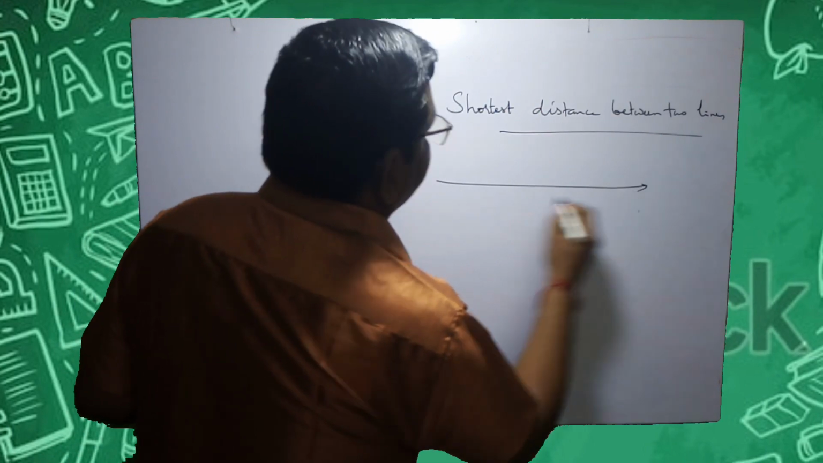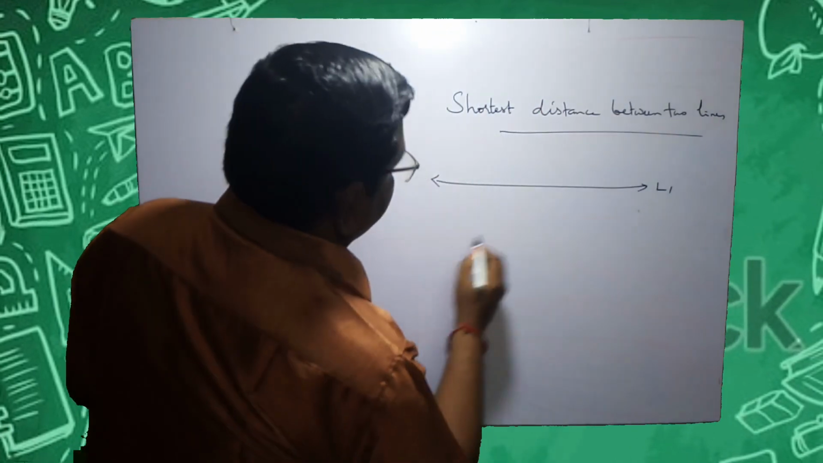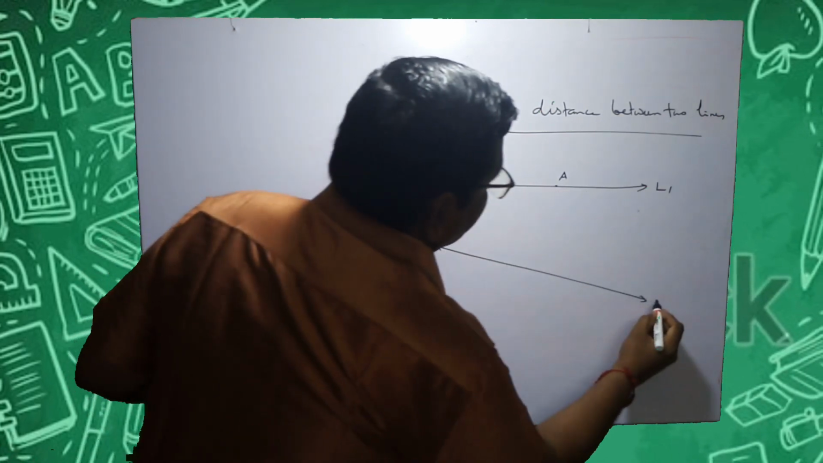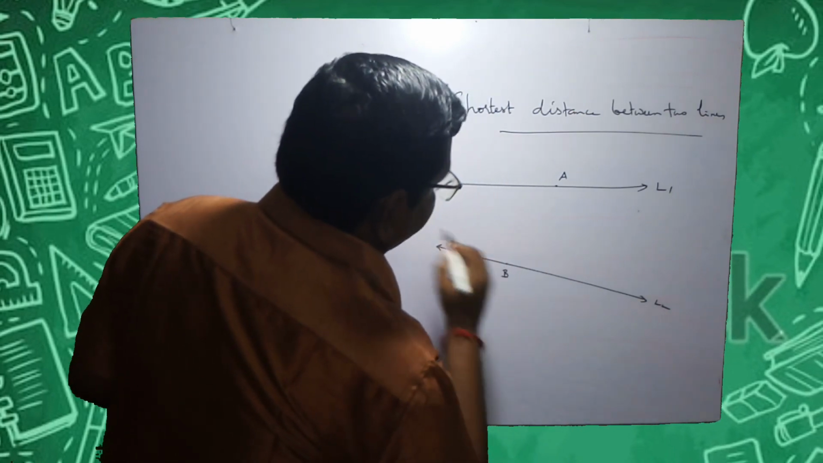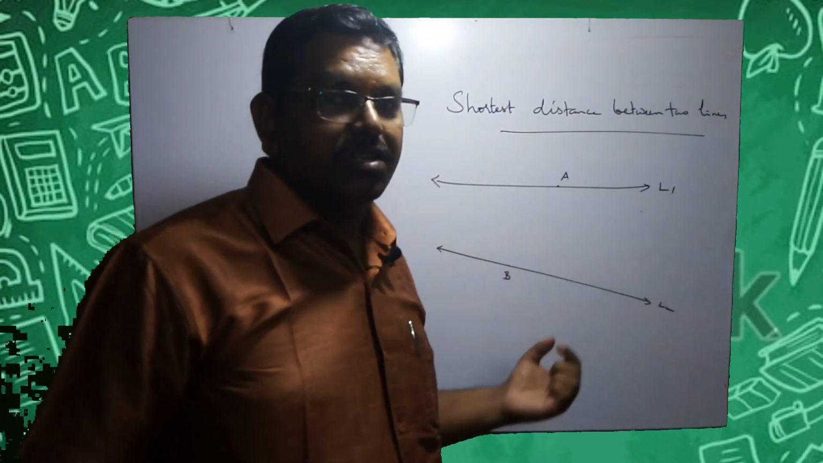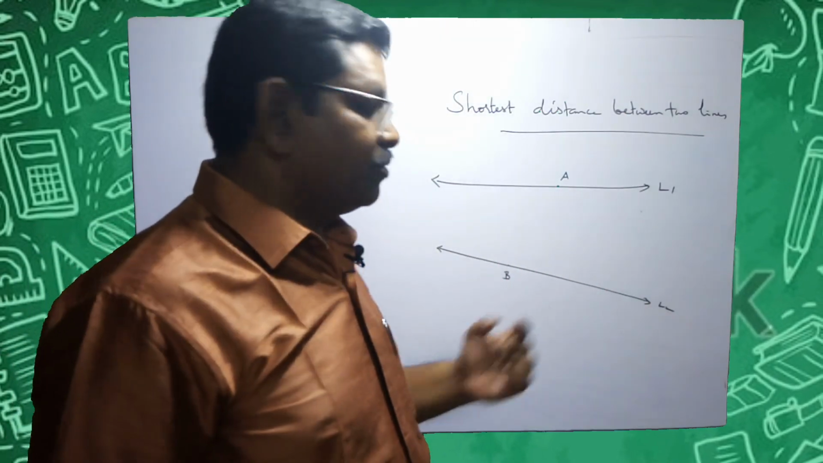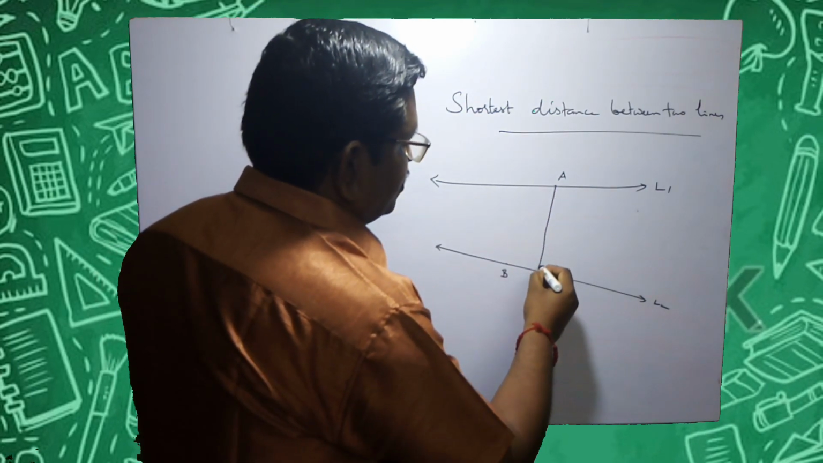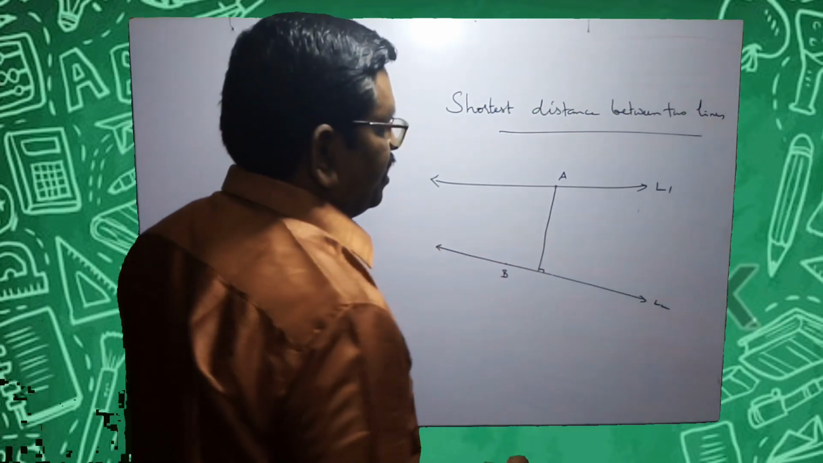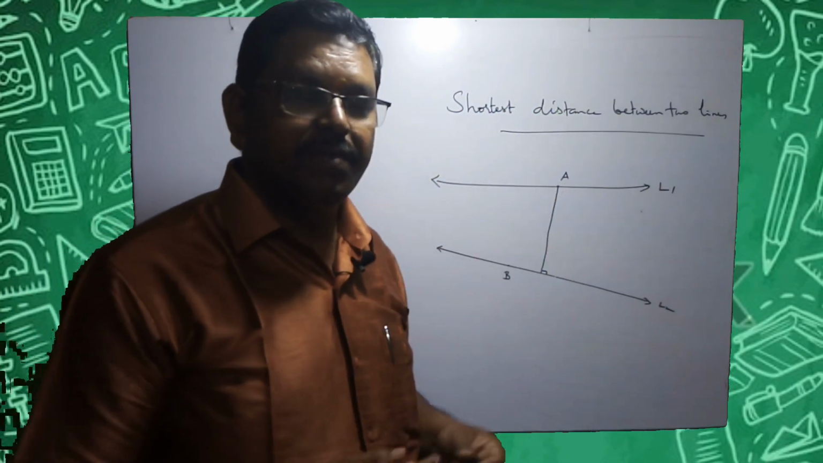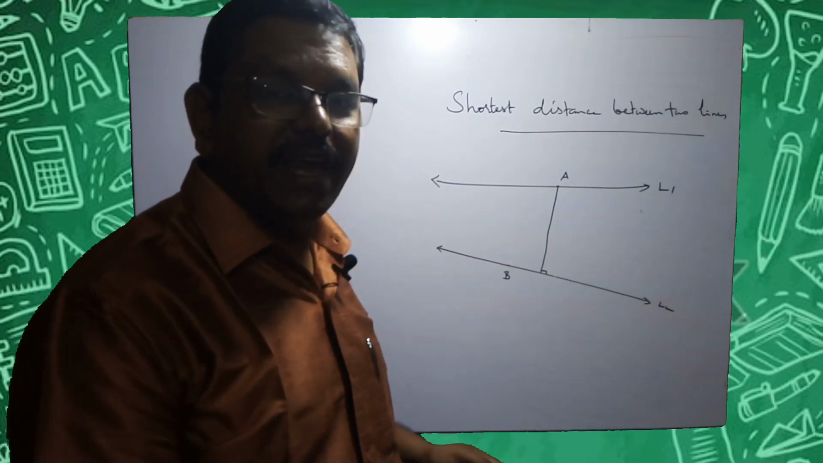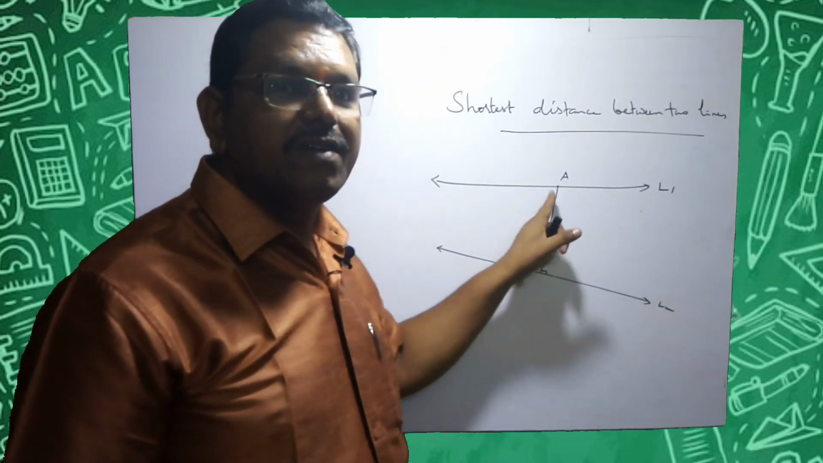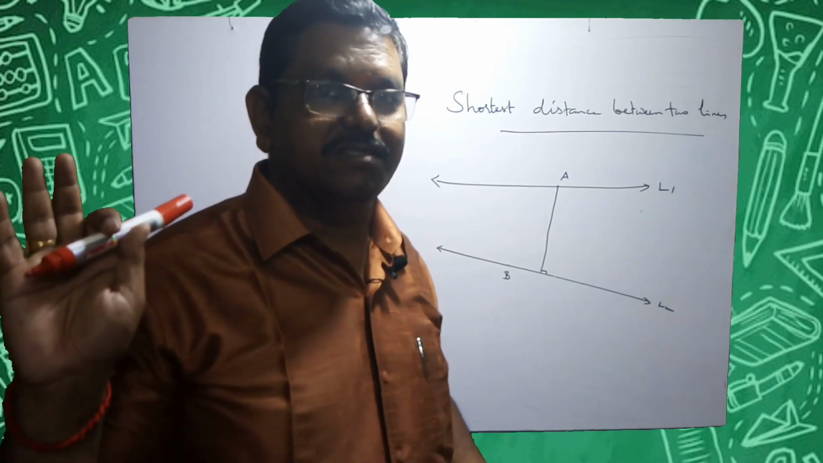Suppose here is a line given, that is line L1, which is passing through a point A. Let us take another straight line, say this is L2, which is passing through the point B. If we want to find the shortest distance between these two straight lines L1 and L2, we should draw a line which is perpendicular to the other line from the point A. If you take any other distance from that point to the line L2, that will be only a distance but not the shortest distance.